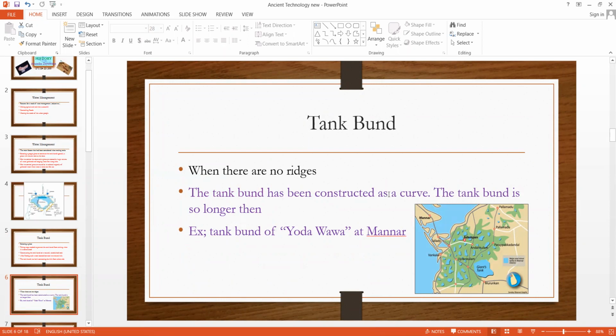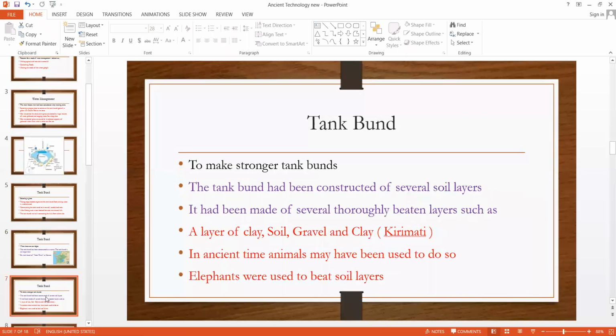So the tank bund had been constructed as a curve. The tank bund is so long there. So this is your level at Manor. So no ridges to join. So taking the advantage of the natural gradient of the ground, they have constructed this. Okay, right. Now see, to make strong tank bunds, what have they done?